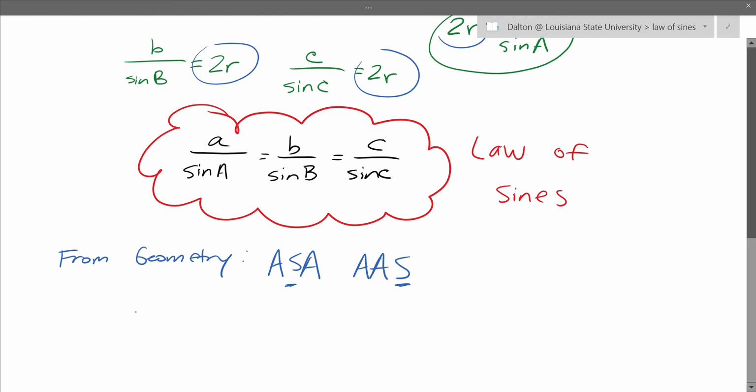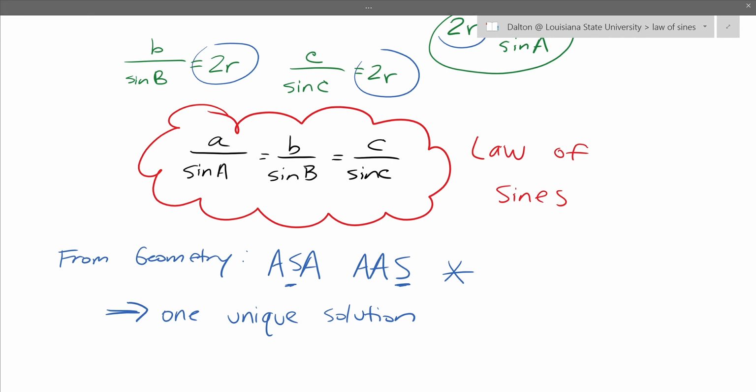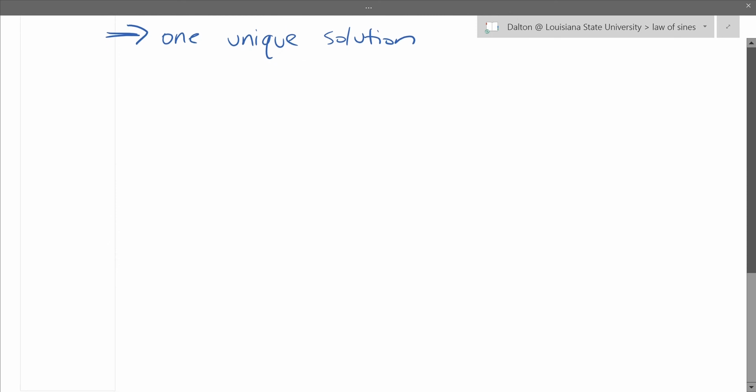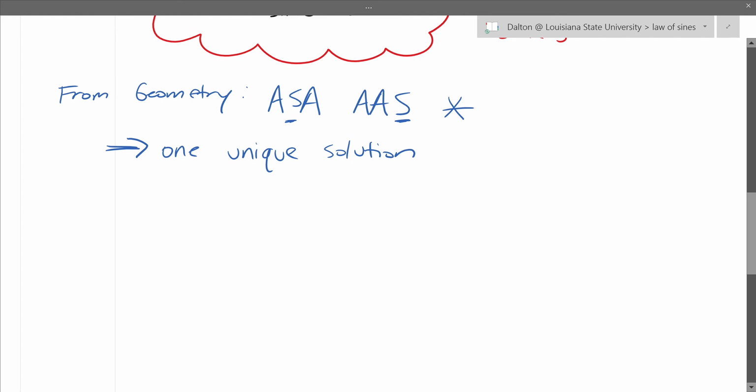In other words, this implies if we have the cases of ASA and AAS, that there's only going to be one unique solution. And that's important because when I use the law of sines to solve, I know that in these two cases right here, ASA and AAS, I'm only going to get one answer. Okay, that's not always going to be the case. And in the next section of our video, we're going to talk about something called ambiguous cases. So for now, we're just going to do a couple of examples where we know we're going to get these unique scenarios.